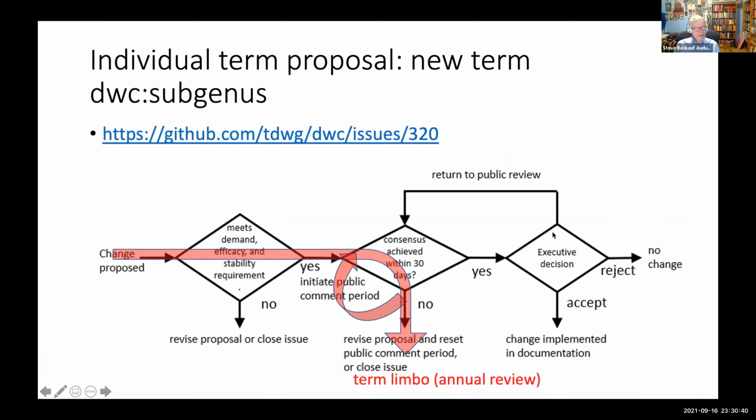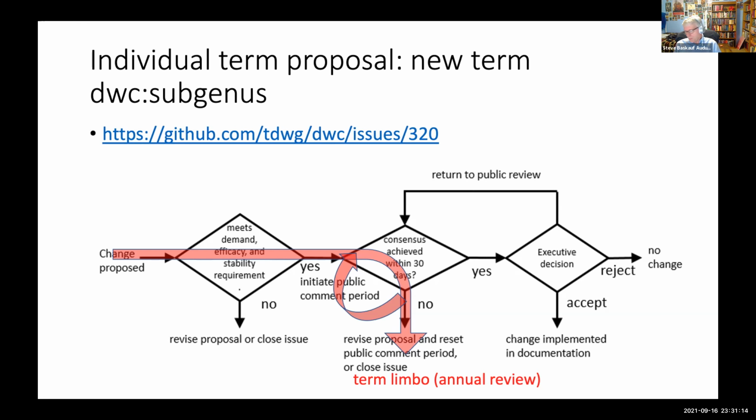Another term that didn't quite make it was subgenus. And this one actually went through the first 30 days and then got revised in an attempt to achieve consensus. The clock was reset. It did another 30 days, but there still was not consensus. This one is basically in term limbo. So it's waiting for someone to figure out how to gain consensus on it.